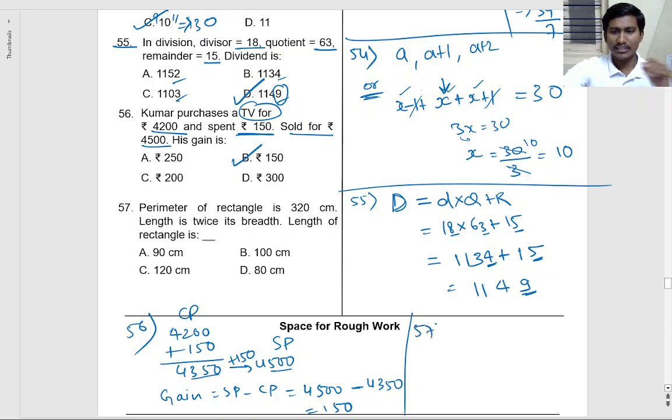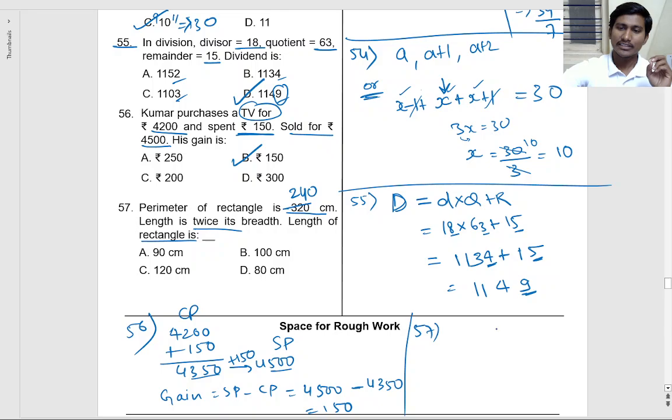Question 57. Here the perimeter of the rectangle is 320. You change it. Okay, so you make it 240 because the options will not be proper, and the division will not be proper. Why, I will tell you. So the length is twice its breadth. The length of the rectangle, they are telling.